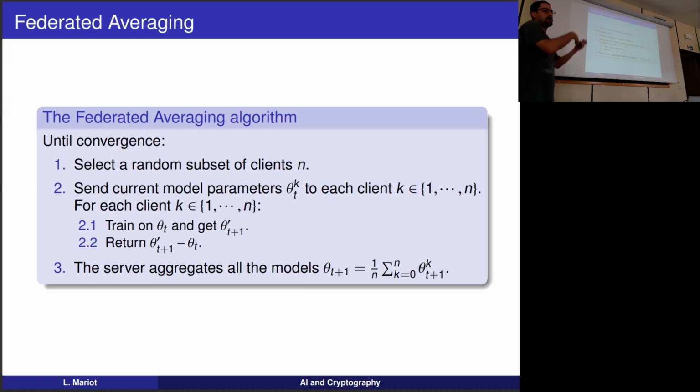and get the corresponding model at time t plus 1. And then it will return the difference between the, let's say, models from the new time step t plus 1 and t. And finally, it will compute the aggregation of all these models by computing basically the average, the arithmetic mean of all these parameters.